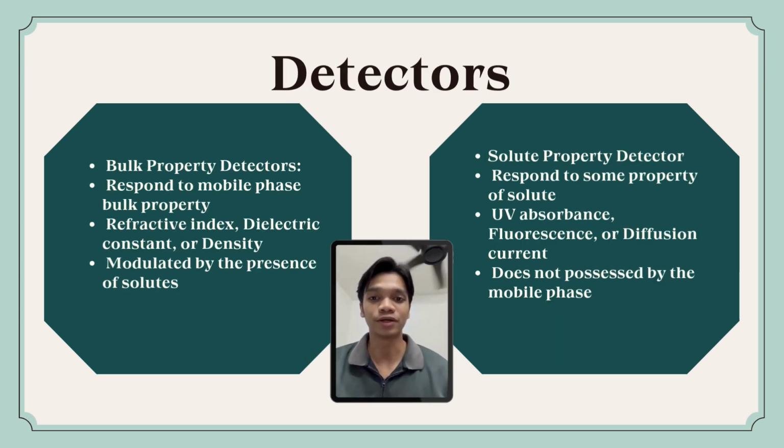The last slide of the methodology is detectors. Detectors are also divided into 2, the bulk property detectors and solute property detectors. The bulk property detectors respond to the mobile phase bulk property. They are used for refractive index, dielectric constant, or density. It is modulated by the presence of solutes. Solute property detectors respond to some property of the solutes. They are used for UV absorbance, fluorescence, or diffusion current. It is not processed by the mobile phase.